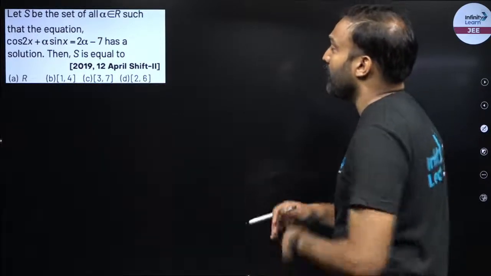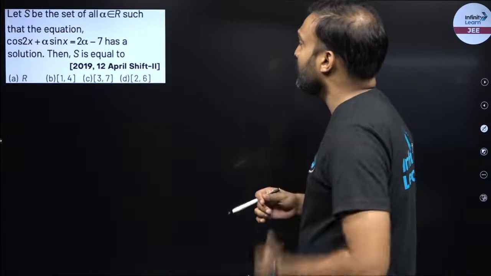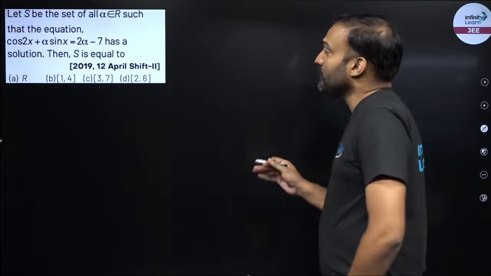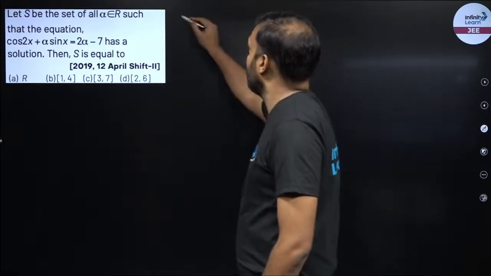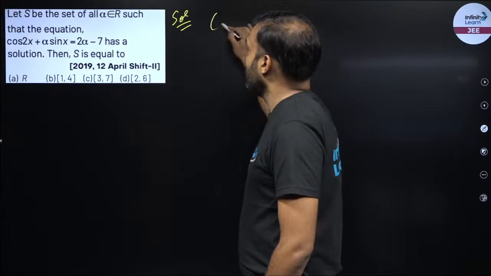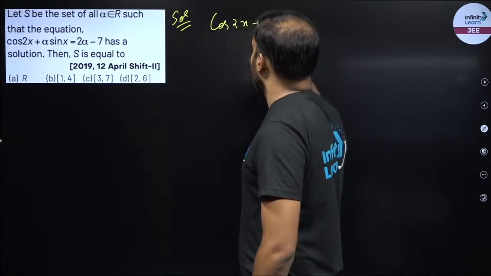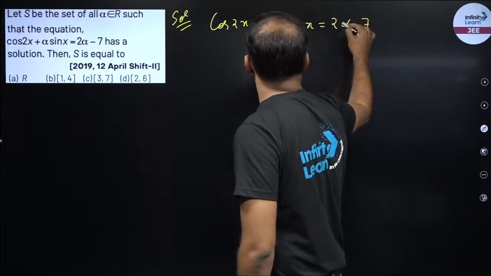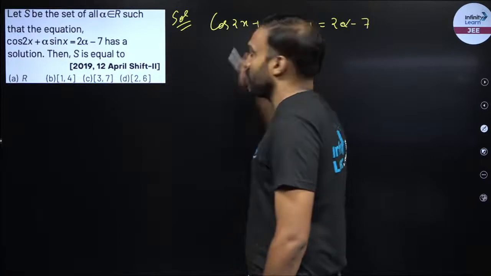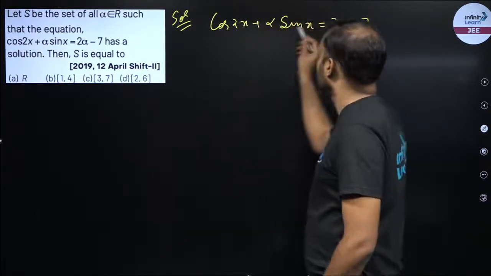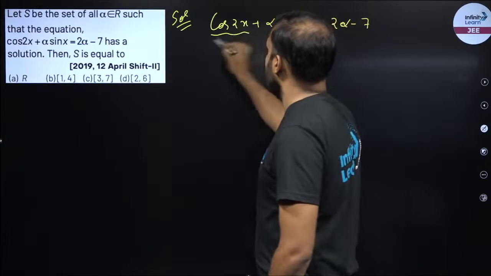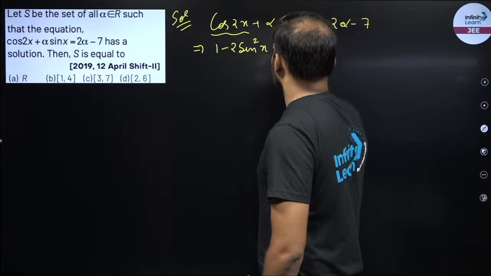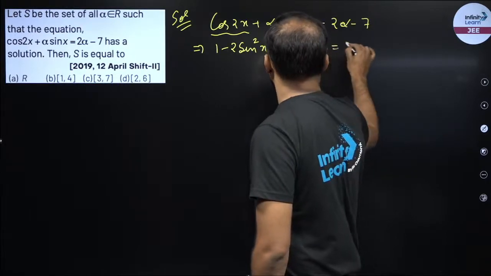So, what is the example? Let S be the set of all alpha belongs to R such that cos 2x plus alpha sin x equal to 2 alpha minus 7 has a solution, then S is equal to, okay. So, now remember my logic, right? What did I say? Make the trigonometry the same; if it is not the same, make the angles the same. Right now I see cos 2x there, and here I see sin x, so I will take this to sine and write it as 1 minus 2 sin square x. Now you see I have everything in sin x only.